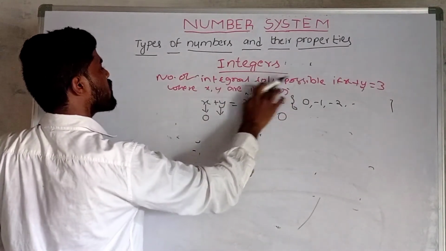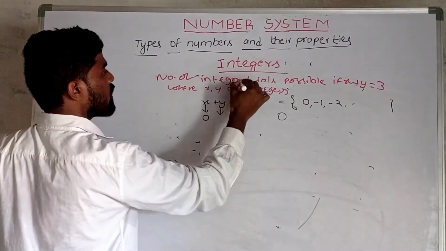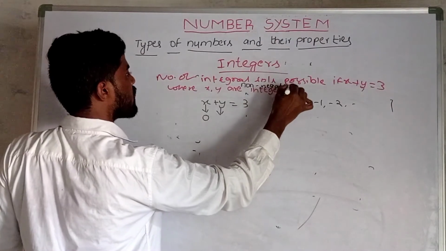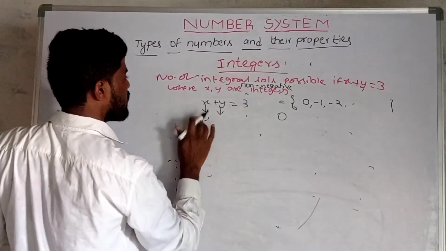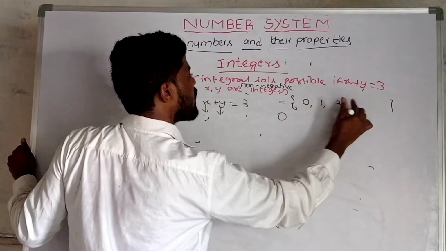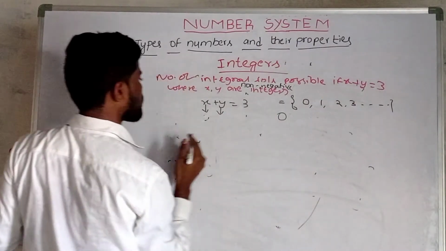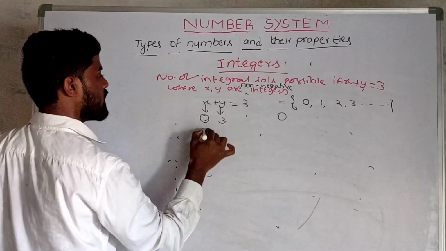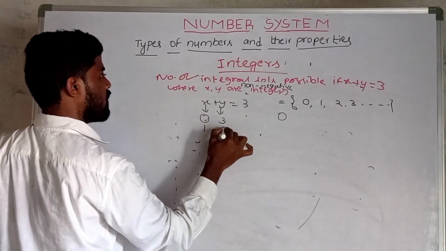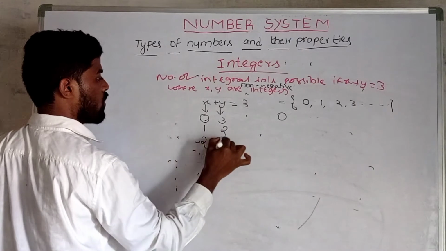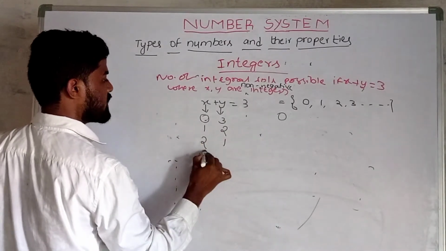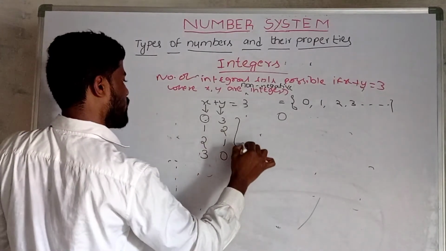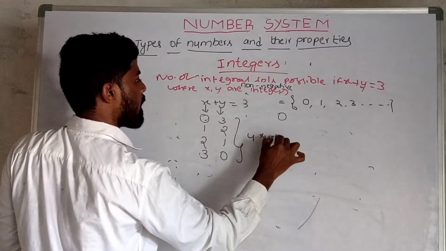If in the question it is stated that x and y are non-negative integers, it includes 0, 1, 2, 3 and so on. If we take x as 0, y becomes 3. If we take x 1, y 2; x 2, y 1; x 3, y 0. That means 4 such pairs are possible.